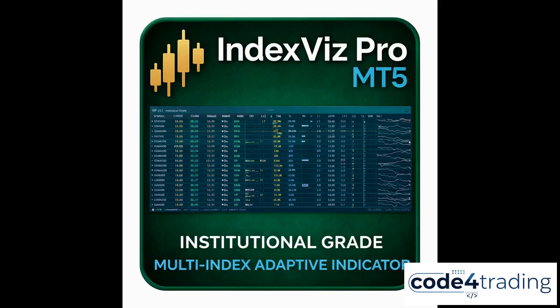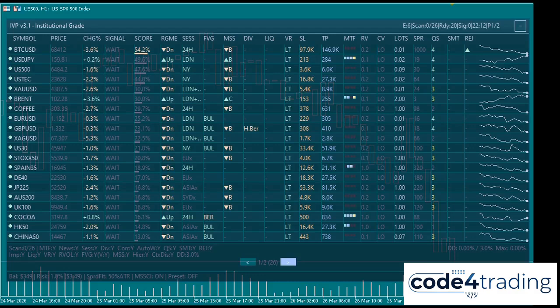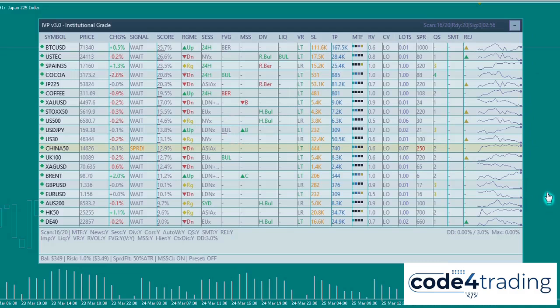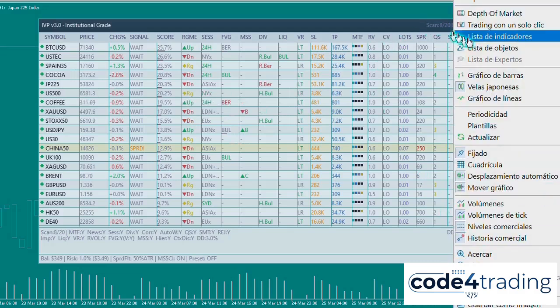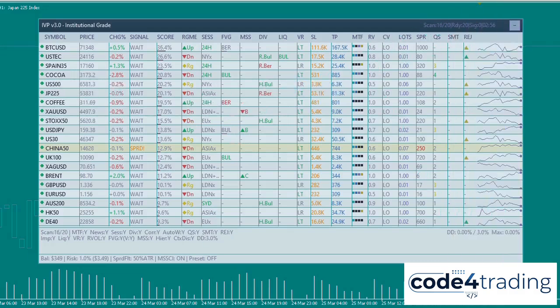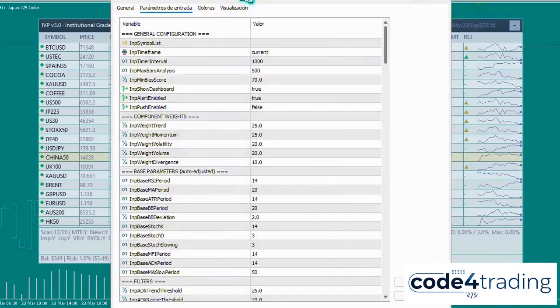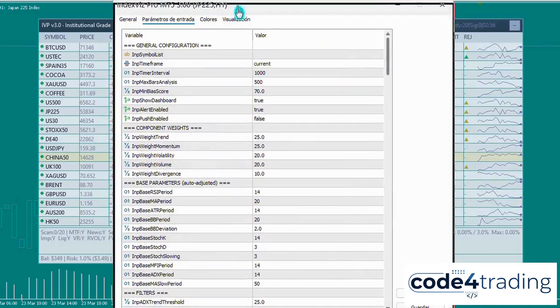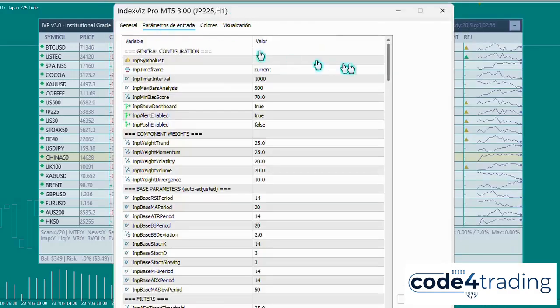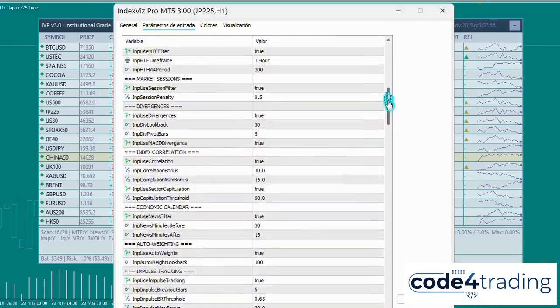This is the brief on IndexViz Pro MT5. So IndexViz Pro version 3.0 is an institutional-grade trading indicator for MetaTrader 5 that simultaneously scans dozens of markets. We're talking everything from crypto to commodities. Honestly, it's like upgrading your trading view from a manual magnifying glass to a full-on global satellite system, doing all the heavy lifting for busy traders.